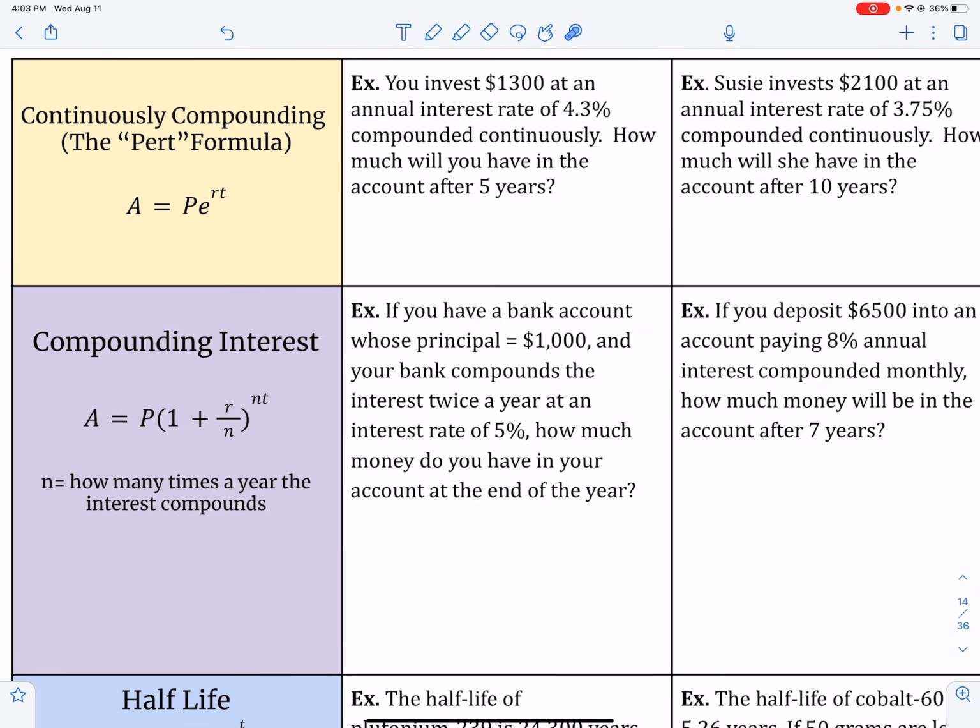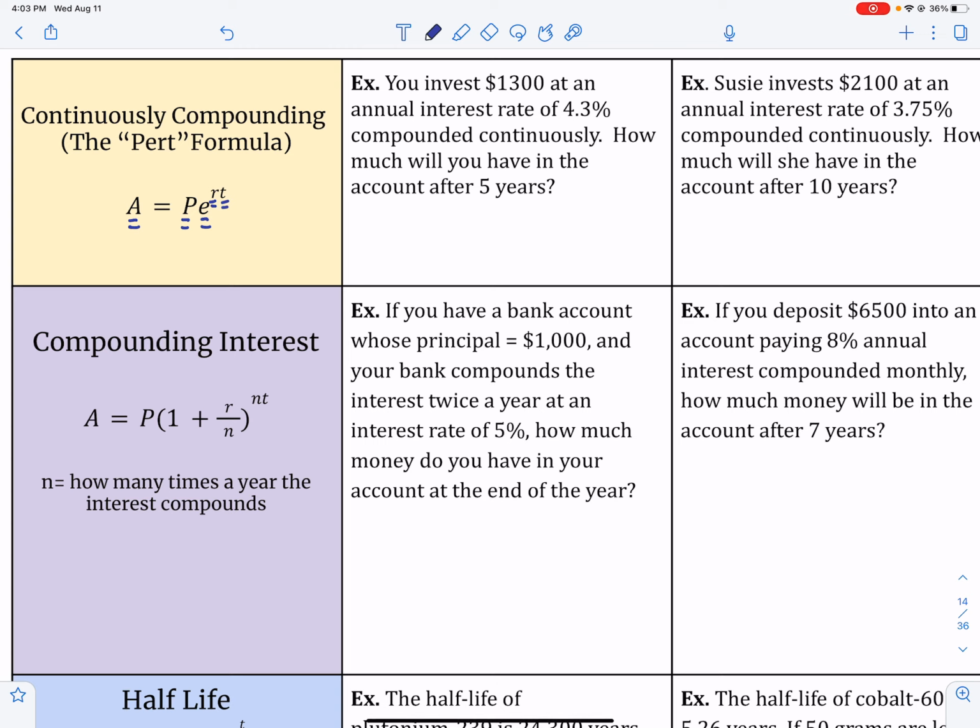Okay, so now let's look at some other formulas we're going to see from time to time. There's one that we call the PERT formula, and it's used when continuously compounded interest is the type of interest that you're dealing with. A is still your final amount, P is still the initial amount, e we're going to type in the calculator just like it looks, a lowercase e, and then R is the rate and T is time. So it's pretty straightforward for most of these.